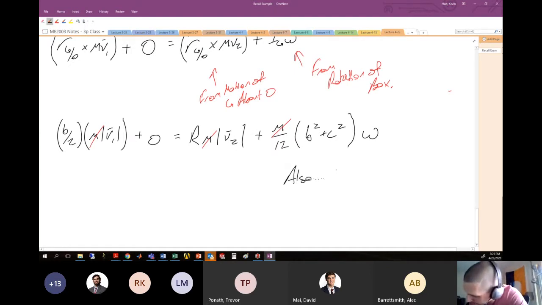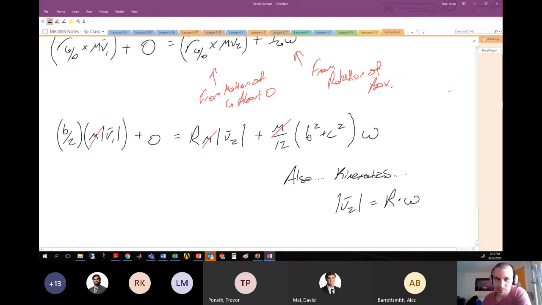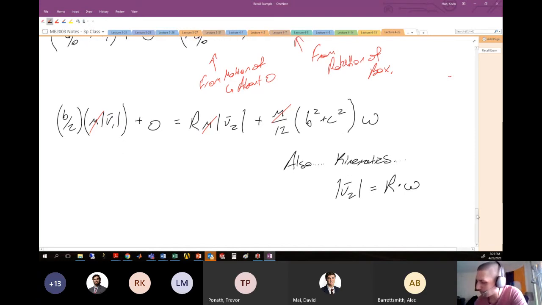Also, we have a kinematic relationship here, which gives us that the magnitude of the velocity in situation number 2 is equal to r, the distance between O and G, times the angular velocity omega. We've seen this with work and energy. We've seen this with kinetics. Hopefully you're comfortable with this general expression at this point. If not, keep up. So I'm going to make that substitution here.